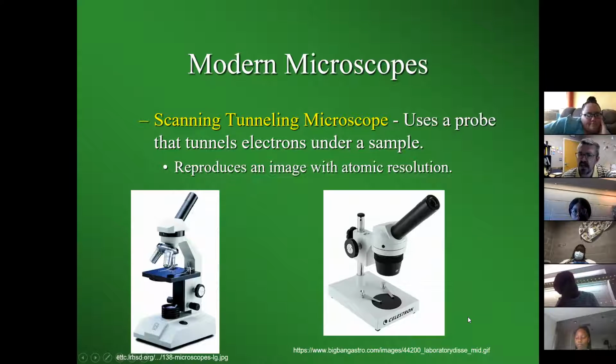You can also get a scanning tunneling microscope, and this is a probe that tunnels electrons under a sample, and you get like atomic resolution. We don't need that in this botany class, but just to let you know, they are there. So we'll be using these two pictures down below. On the left is a kind of compound microscope, and on the right here is a dissecting scope or a stereo microscope. We'll be using something like these. Ours look a little different than these, but they do the same thing.